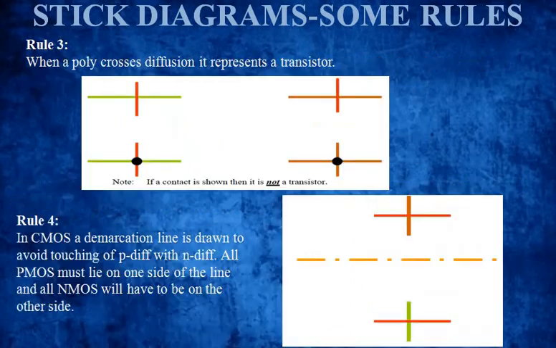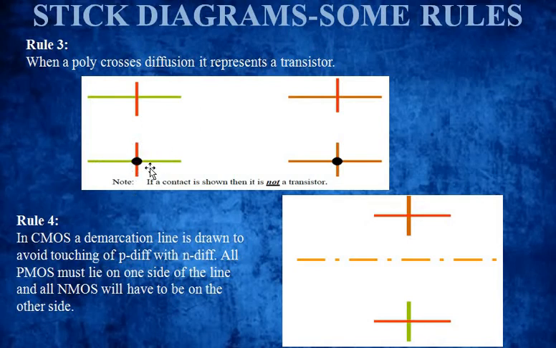Fine. So the third rule: when the polysilicon crosses the diffusion, it should be represented as a transistor. If we have a polysilicon over here, and it is crossing your green, then it is a transistor. Now which transistor is this?